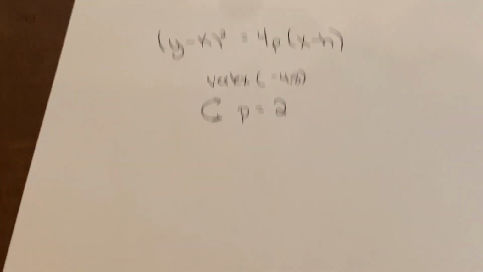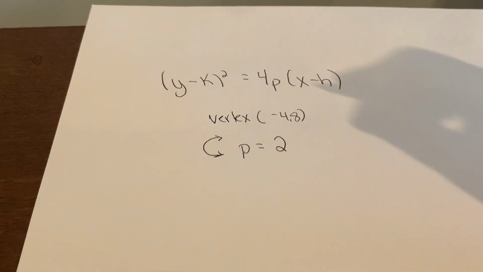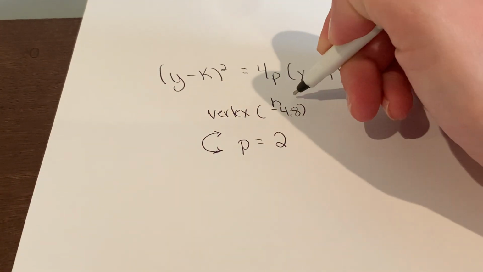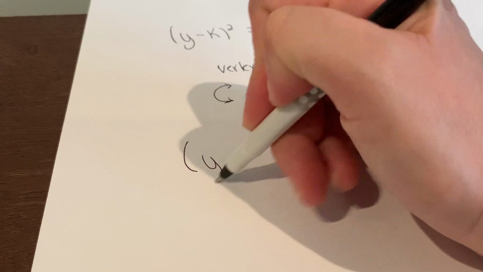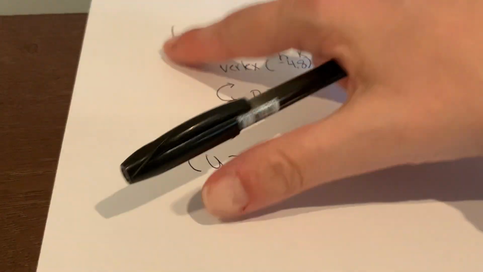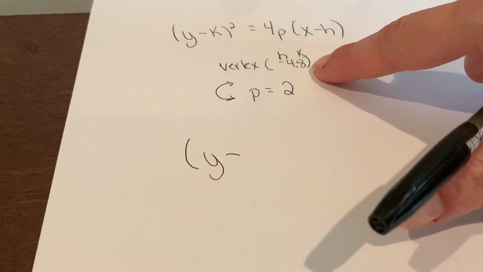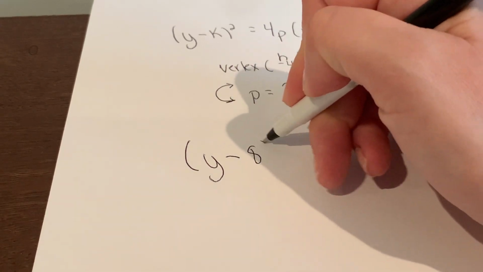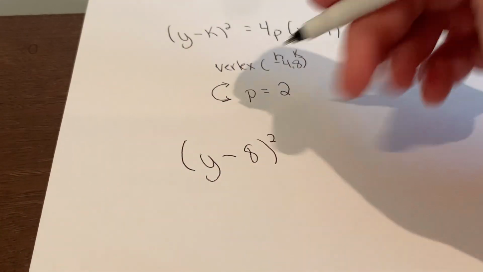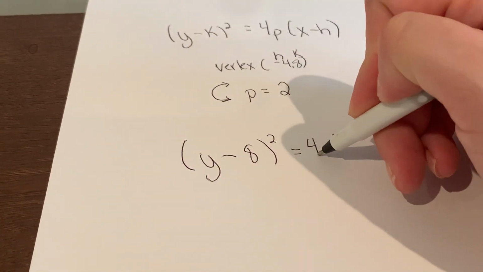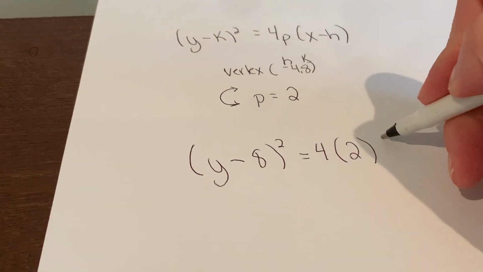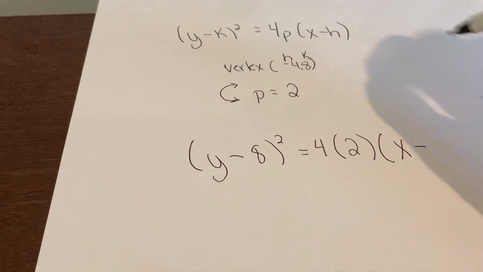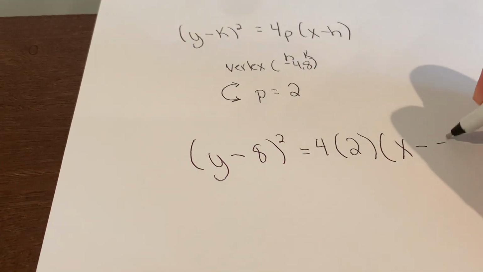So now that you have all this information, what you just have to do is plug it in. So this is going to be your h value and this is going to be your k value. So it's going to be y minus, according to the formula, your k value. My k value is 8. Close it, squared. Go back to the formula. Equals 4p, my p is a positive 2, times x minus my h value, which is -4.